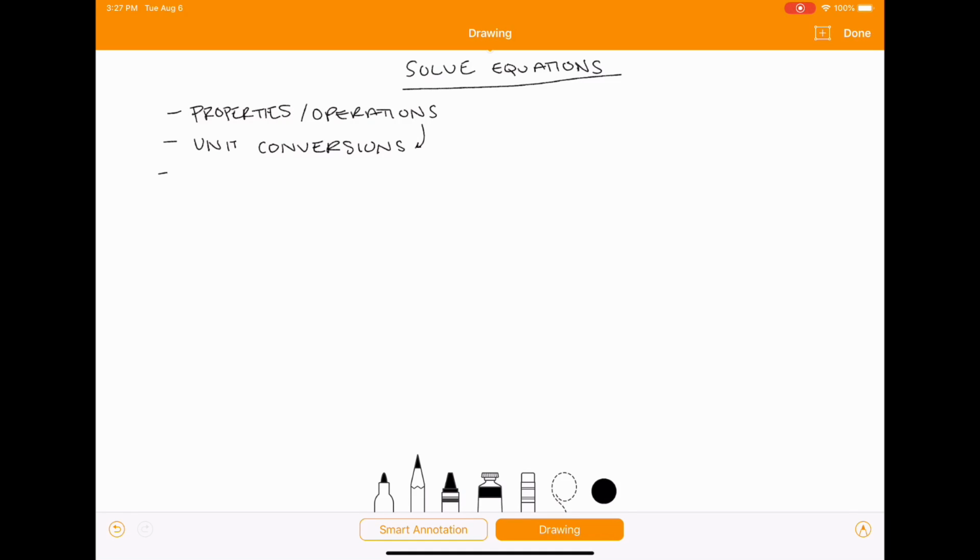And then we're going to talk about simplifying expressions. And these are expressions that contain variables. And then finally, we're going to solve some equations for our variable.